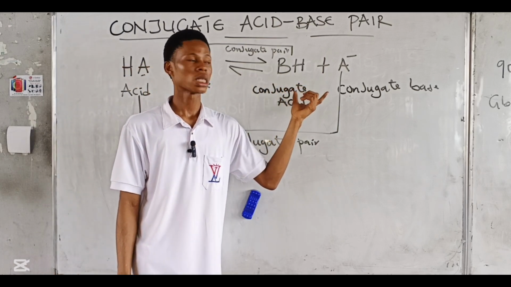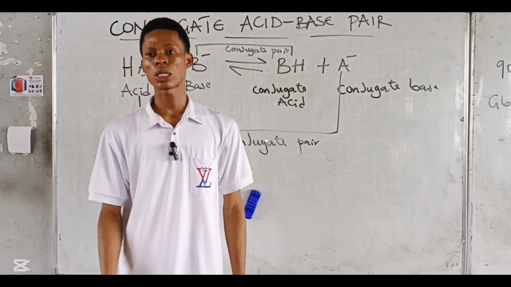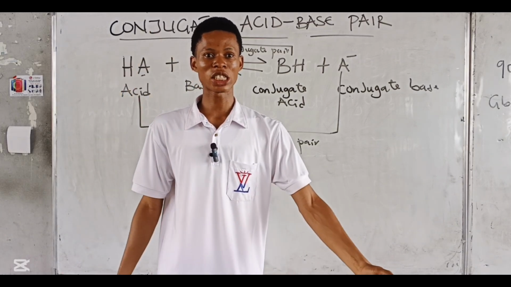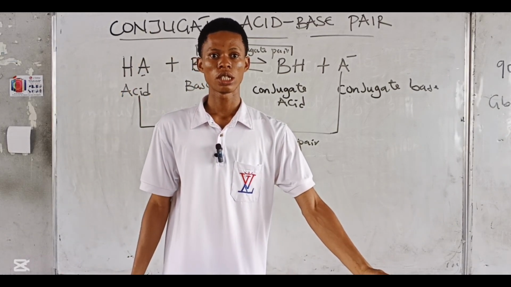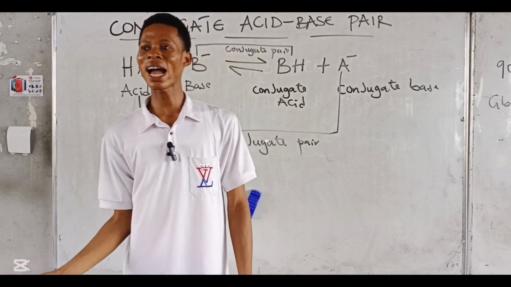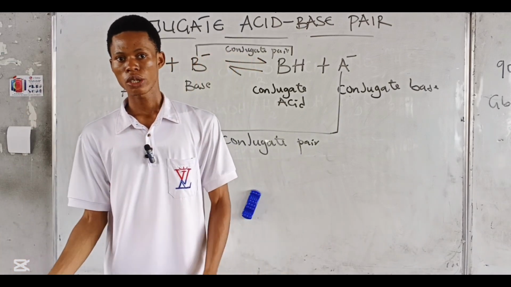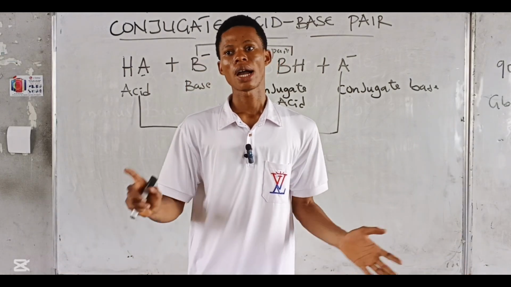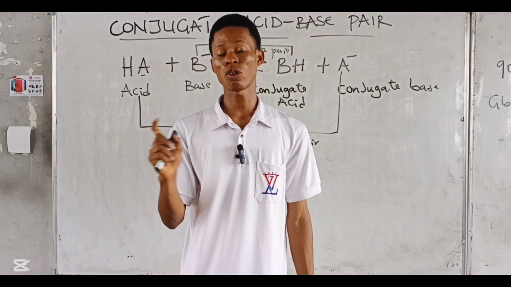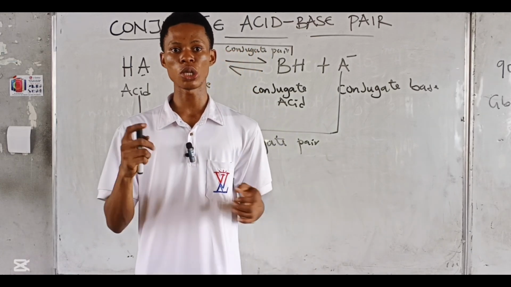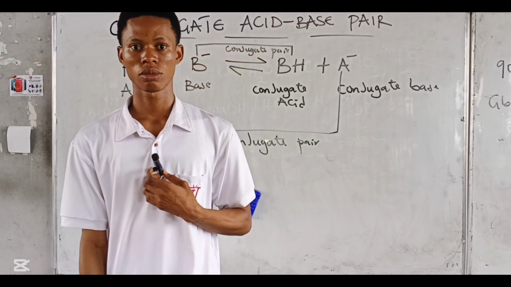In other words, the stronger the acid, the weaker the conjugate base. The weaker the acid, the stronger the conjugate base. The weaker the base, the stronger the conjugate acid. That's it. I'll give you an example. I'll give you something to identify the base, the acid, the conjugate base, and the conjugate acid.